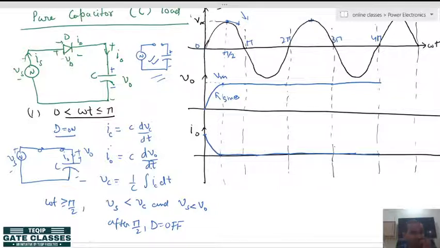But if you connect something across the capacitor, then the capacitor will start discharging also, and in that case the waveforms will change, and these waveforms are not applicable.